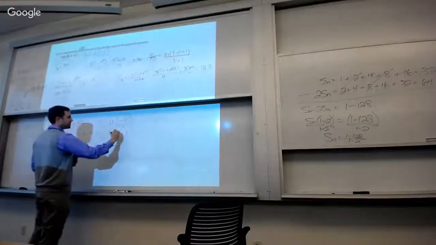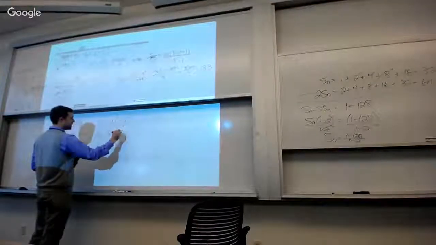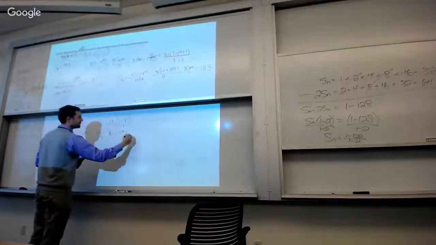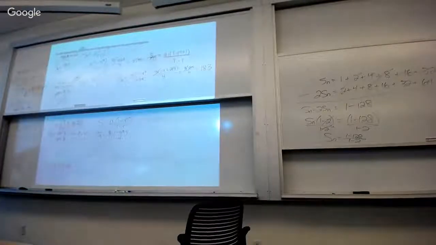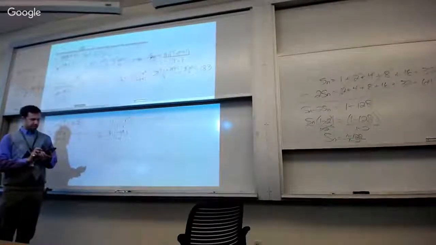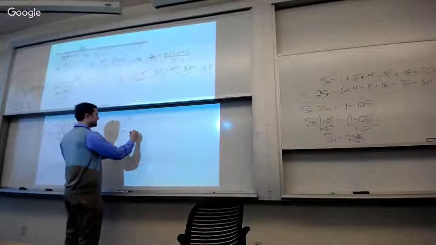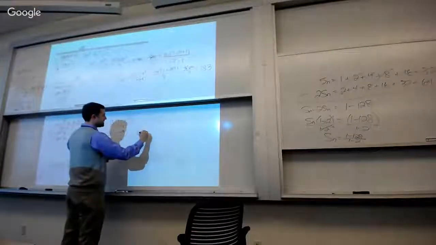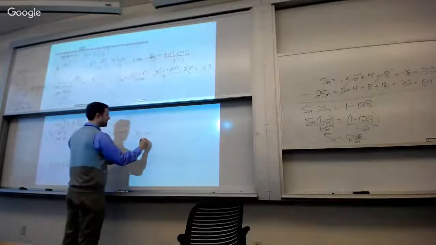So we can say 1 minus 4 to the n, which in this case is 5, all over 1 minus 4. So what do we get? 1 minus 4 to the 5th. That's 2/3 times negative 1,023 all over negative 3.